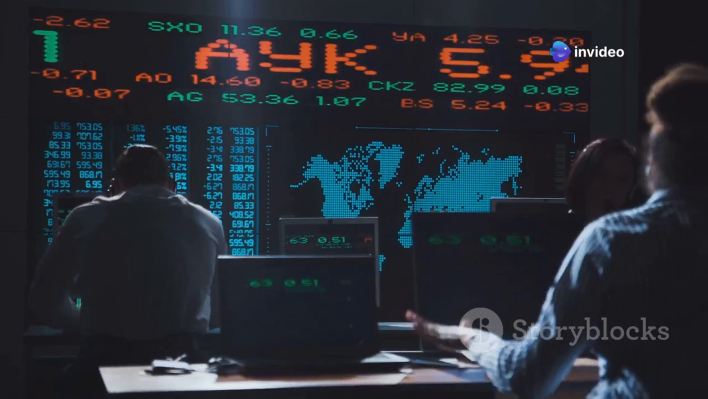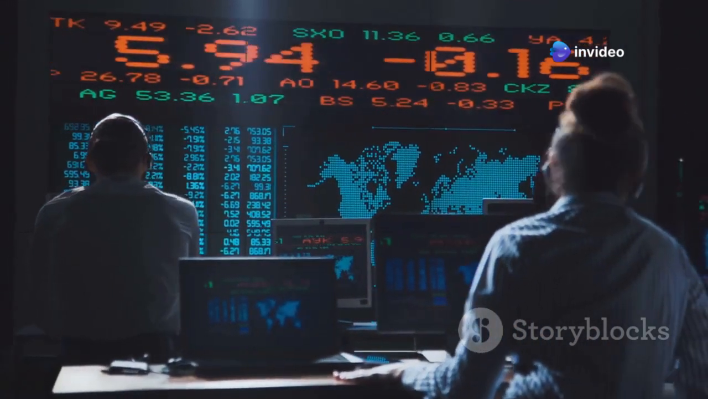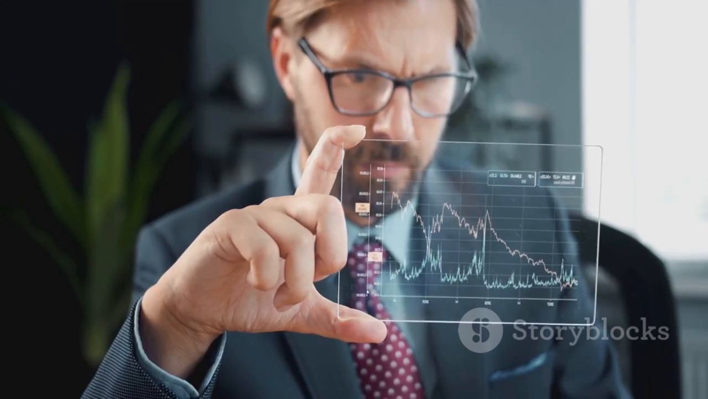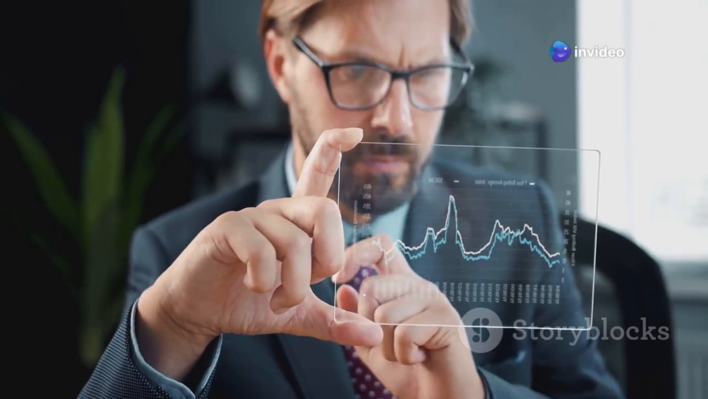Another pitfall is ignoring the bigger picture. It's easy to get lost in the details, but always keep an eye on the overall market trends. Don't get so caught up in the short-term noise that you miss the long-term trend. Balancing short-term and long-term perspectives is essential for successful trading.